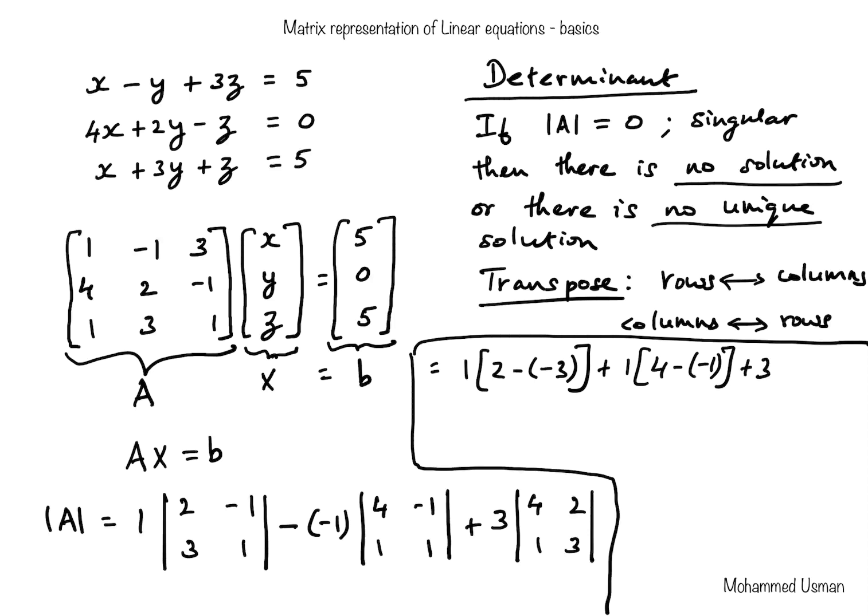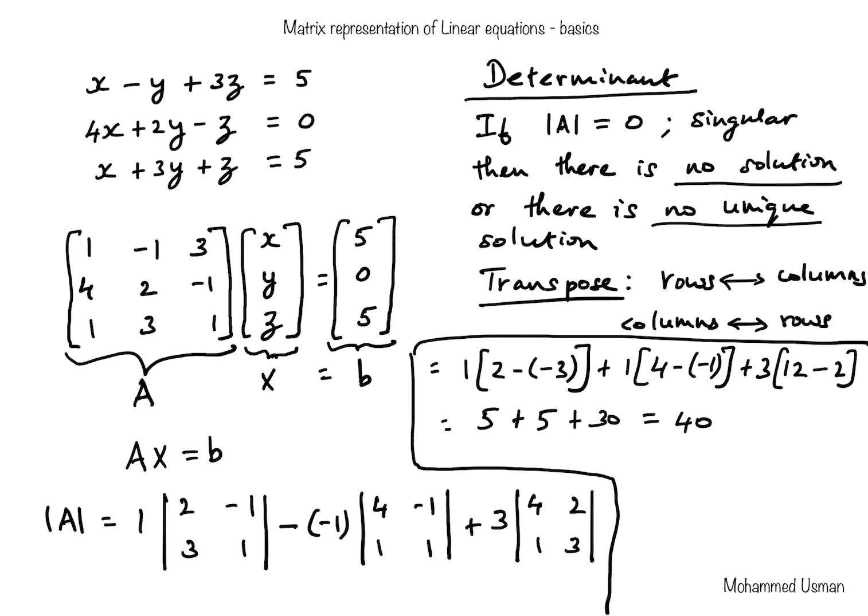Plus 3 into, again, when we do the cross multiplication, it's 4 into 3 is 12, minus 1 into 2 is 2. So we get it as 1 into 2 plus 3. So it's 1 into 5 is 5, plus 1 into 5 is also 5, and 12 minus 2 is 10, into 3 is 30, so plus 30. So we get the determinant value as 40.